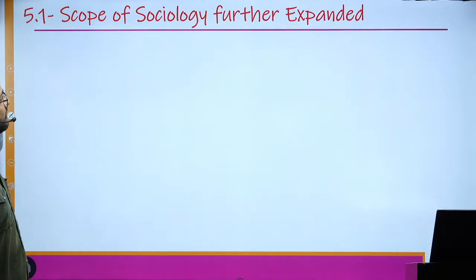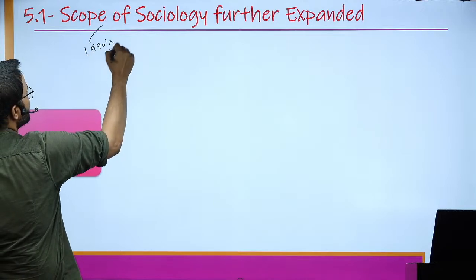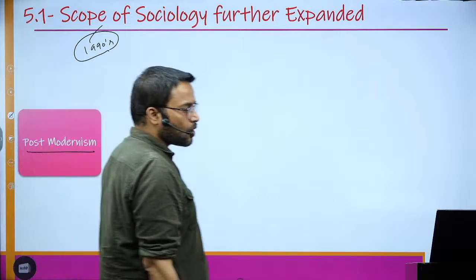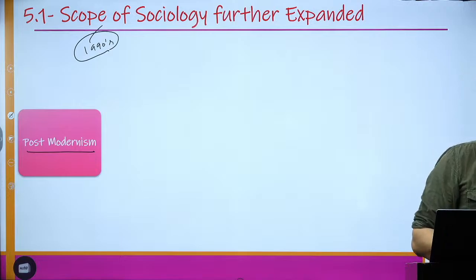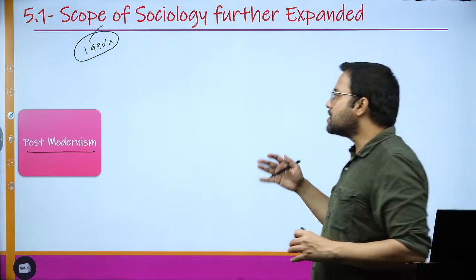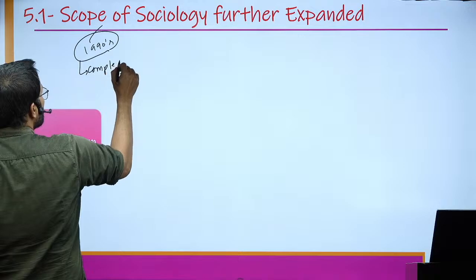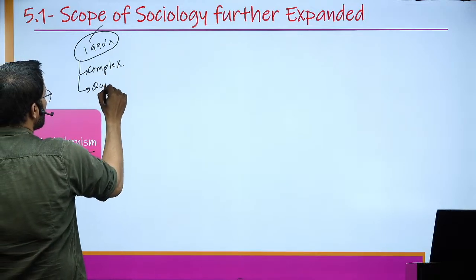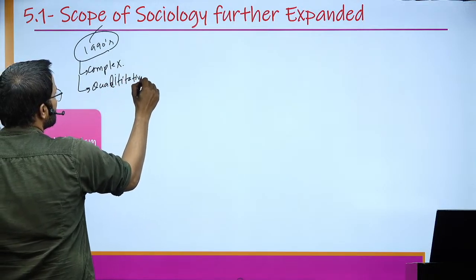Now the scope of sociology further expanded, and this I'm talking about primarily post 1990s. There is a set of scholars called postmodernist scholars who were now saying that the scope of sociology further expanded. Why? Because society has become more and more complex now, especially post 1990s. Society has qualitatively changed.